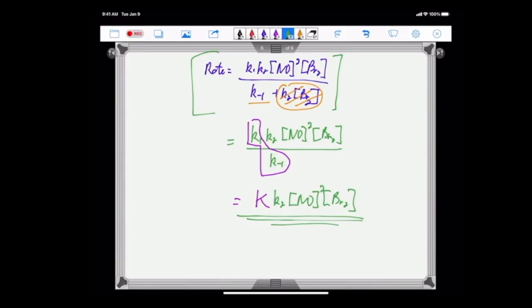The steady-state rate equation is general. The two outcomes, pre-equilibrium if the second step is slow, versus assuming the first step is slow and then deriving it based off of that, are all really the same expression of the same treatment. So I hope that helps a little bit.